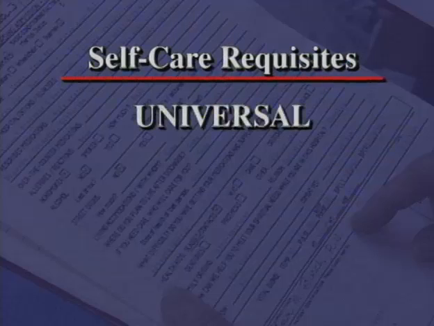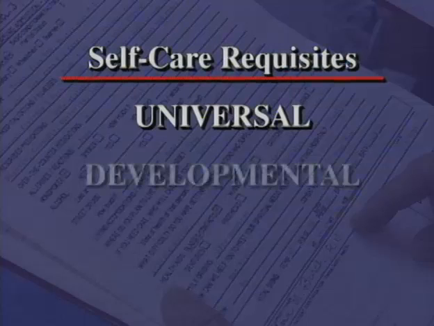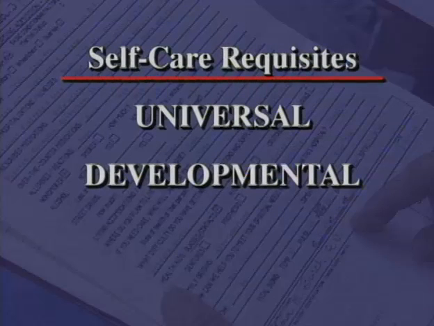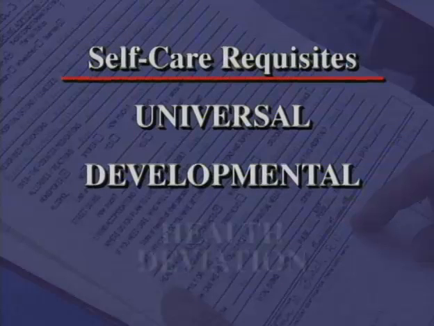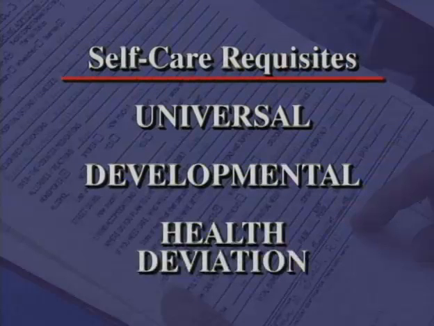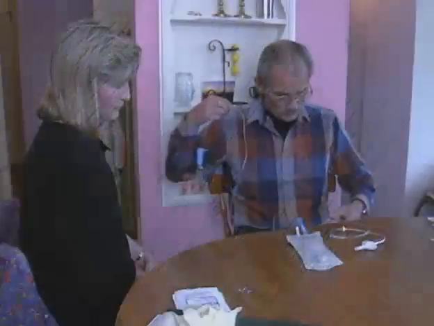Universal self-care requisites are associated with life processes and maintenance of human structure and function. Developmental self-care requisites are the special requisites associated with developmental stages of the life cycle. Health deviation self-care requisites are special requisites associated with acute or chronic illness, disabilities, and medical diagnostic and treatment procedures.